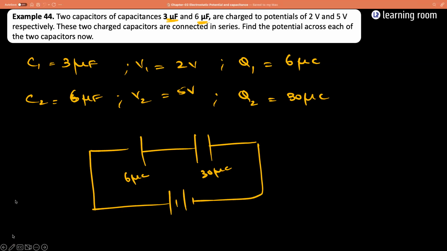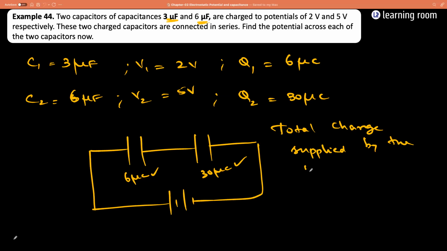Listen. So this is 6 microcoulomb and this is 30 microcoulomb, right? Now, what is the total charge supplied by the battery? Sir, 6 and 30 microcoulombs. The total charge supplied by the battery is 6 and 30 only, no? Yeah, okay, fair. So this is 3 microfarad, this is 6 microfarad. Right? I made a mistake actually. Guys, listen, I'm correcting myself. So total charge supplied by the battery is 36 microcoulomb, right?